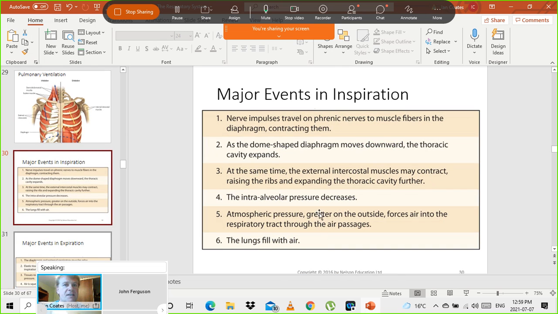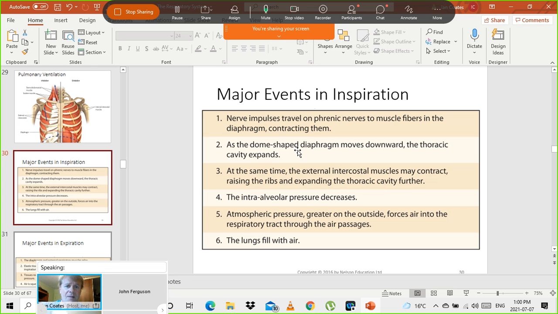You guys can have a look at this, major events in inspiration. Your phrenic nerve, it's all controlled. When we sleep, we're not conscious, but we're still breathing, right? So there has to be some type of autonomic function going on. It's computerized, on automatic. But we do have control over some of our breathing. I can pretend to hyperventilate, but eventually you're either going to pass out or get bored of it, or your macaroni and cheese is going to be done on the stove, so you're going to stop hyperventilating and go back to normal, back to your autonomic nervous system.